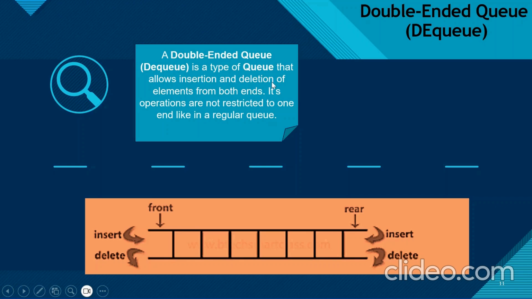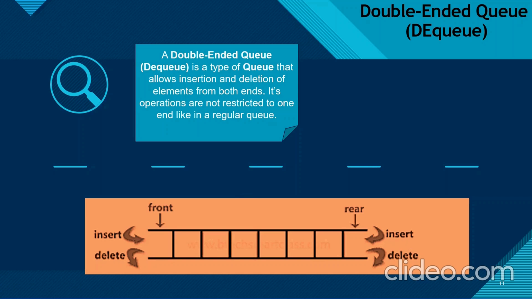So lastly, we would be taking up the double-ended queue, which is a type of queue that allows insertion and deletion of elements from both ends. Its operations are not restricted to one end, like in case of a linear queue. So as you can see in the diagram, from the front end you can do the insertion as well as the deletion operations. Same for the rear end, from which you can do the insert as well as delete, right?